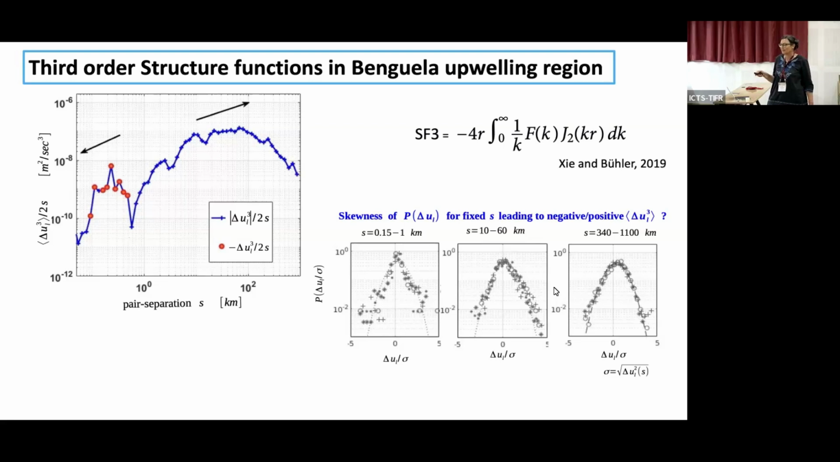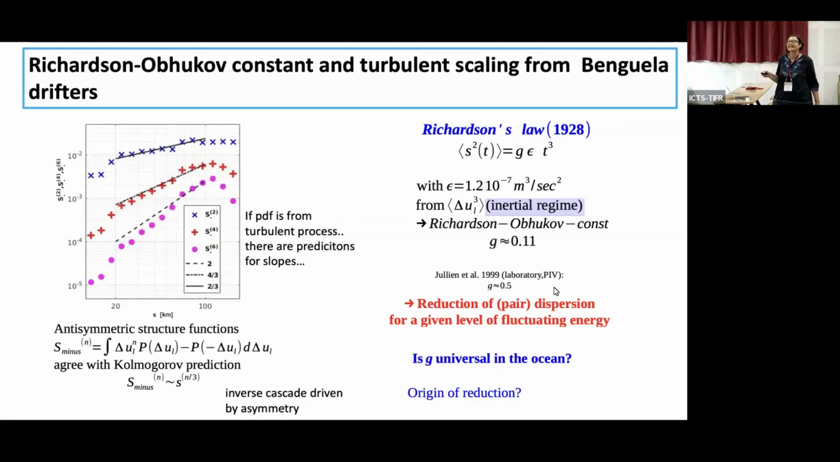And what Julia has now done is look at the anti-symmetric structure functions that are quantified in this way. And what we see is that they agree with a Kolmogorov prediction, also for these higher-order moments. So we think that means it is a little more evidence that this PDF is from a turbulent process. But I'm happy to get more insight on this.